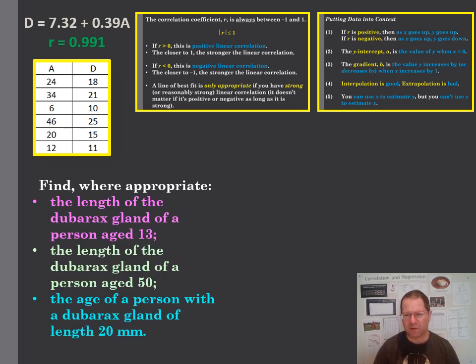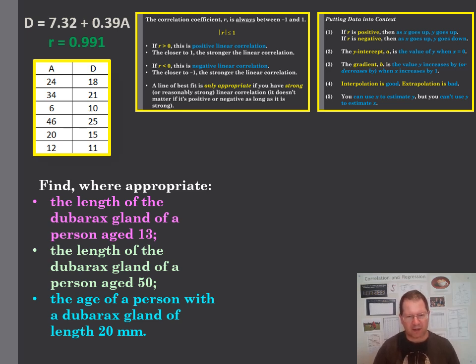So it's quite possible for them to give you a regression line equation for correlation which isn't strong or reasonably strong, and then ask you to work out something. But then they'd normally follow it up by saying, how valid is your answer? And you would say, well, it's not valid because the correlation wasn't strong in the first place. Okay, but you'd still have to actually work out the value and then comment on it afterwards. Anyway, we've got 3 questions here.